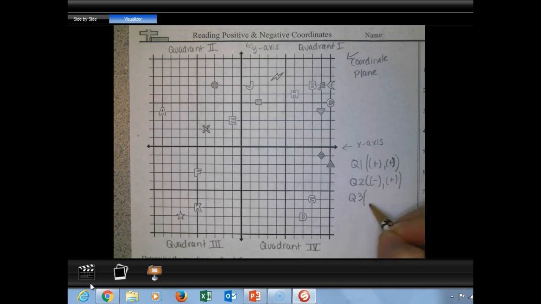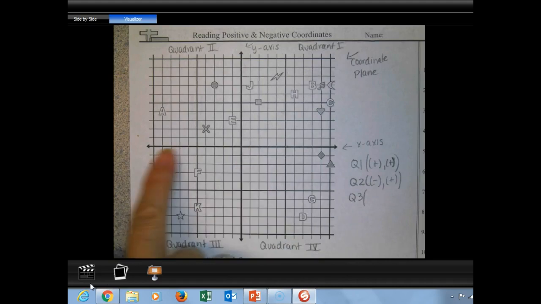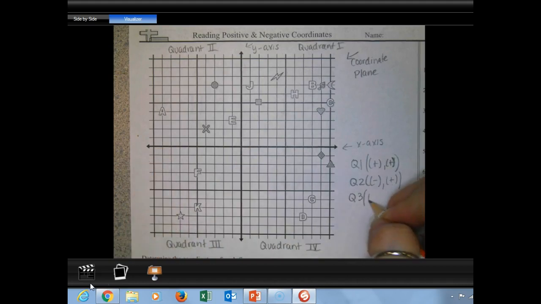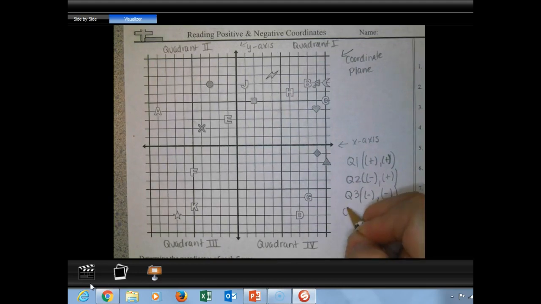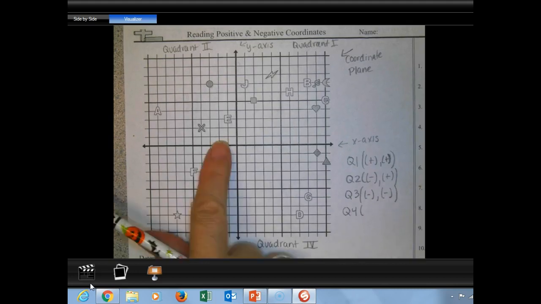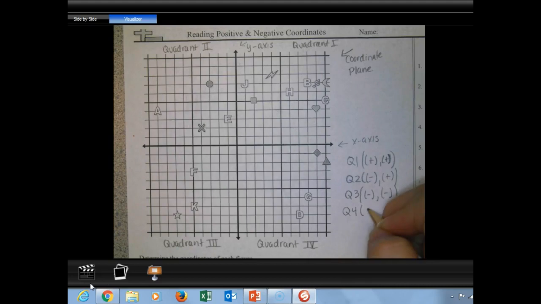Q3, my X will be negative, my Y will be negative. Negative X and a negative Y. And my final quadrant, quadrant 4, my X will be positive and my Y will be negative.